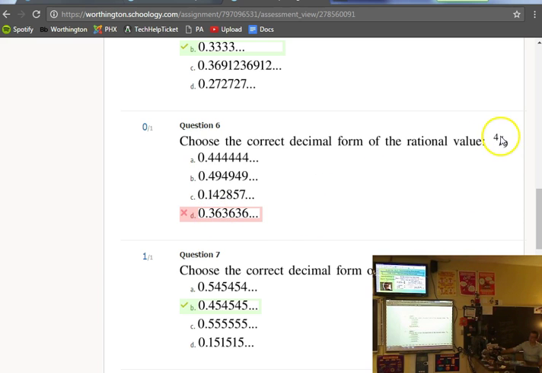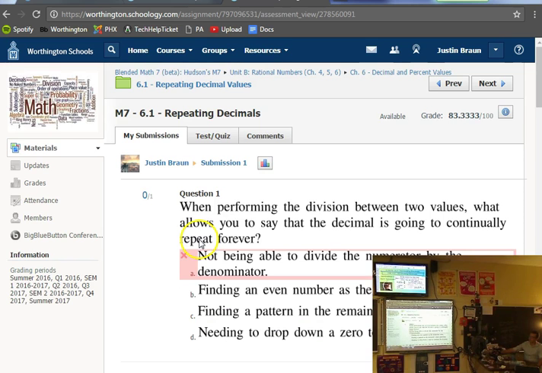Yeah, so if this was 4 11ths, this would be right. But if it's 4 9ths, it should be 0.4 repeating forever. So make sure that you know that you can view your attempts and go back. This is what I mean by look at this before you try again. Because if you know you missed it once, don't choose that answer again. Look at the other options.